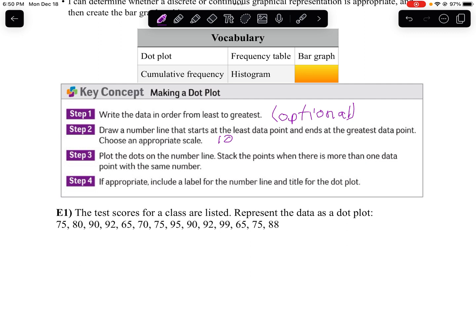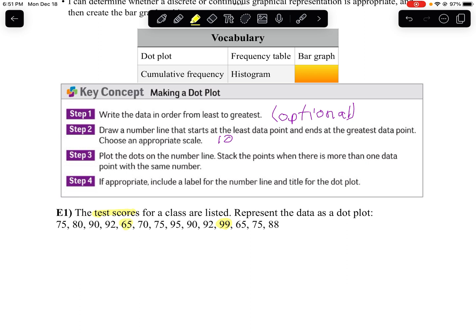Because when you represent data, you want to have a title because you want to represent what it is. So on example 1, notice I'm doing test scores. So test scores would be an appropriate title. Now, first off, let's find our biggest or largest test score. When I look at that, I see it's 99. And then I'm going to look at my lowest test score, and that's 65.